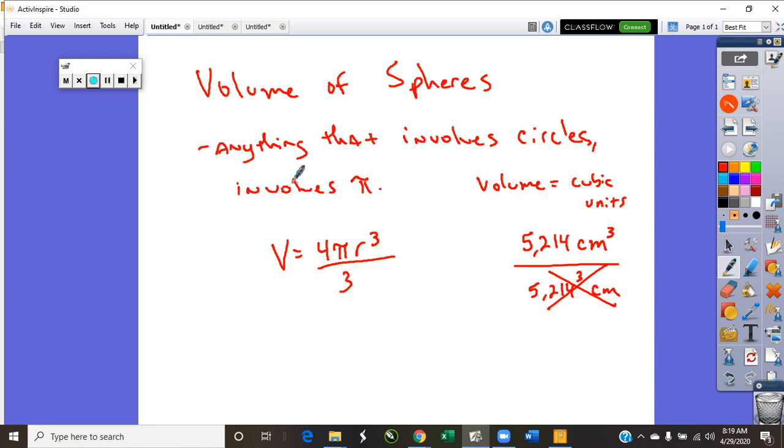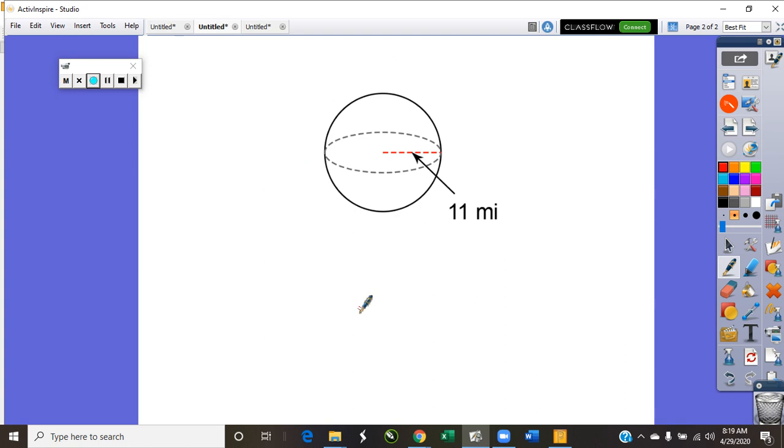Start with this one. From the middle of this sphere to the outside, anywhere in that circle from the middle to the outside is a radius. So we're in good shape, we have our r here. Let's start with our formula. Volume equals 4 times pi r cubed, and we're going to divide all of that by 3.